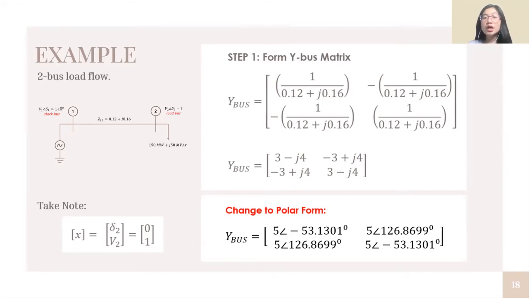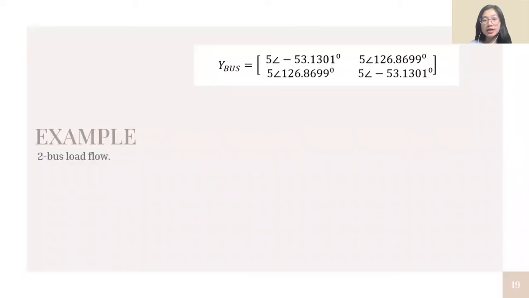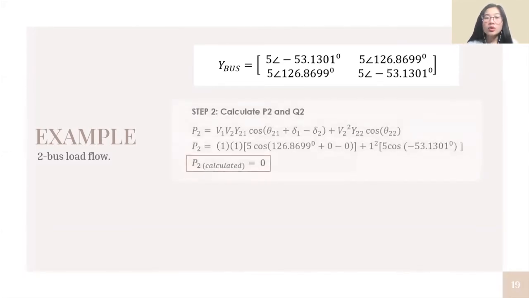But as for now, this is our step 1, to form our Y-bus admittance matrix and to change it in polar form. Okay, now flashing on the screen is the reference of our Y-bus, the Y-bus that we formed earlier, which we just changed to polar form. Okay, so now we are going to use it in our step 2 to calculate our P2 and our Q2.